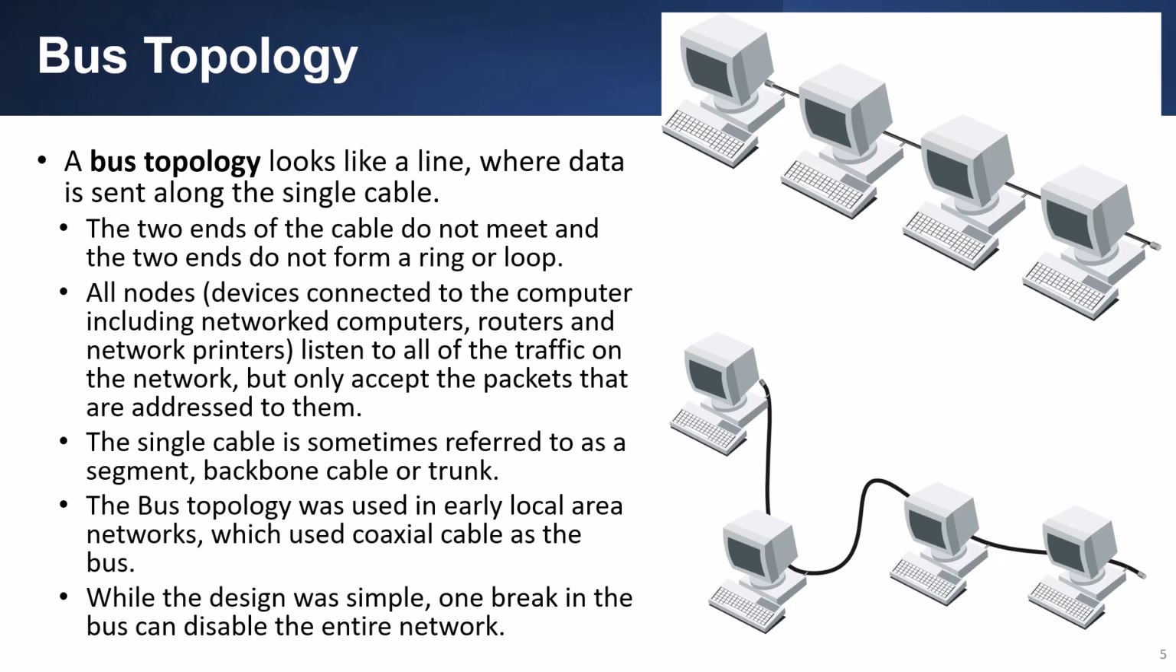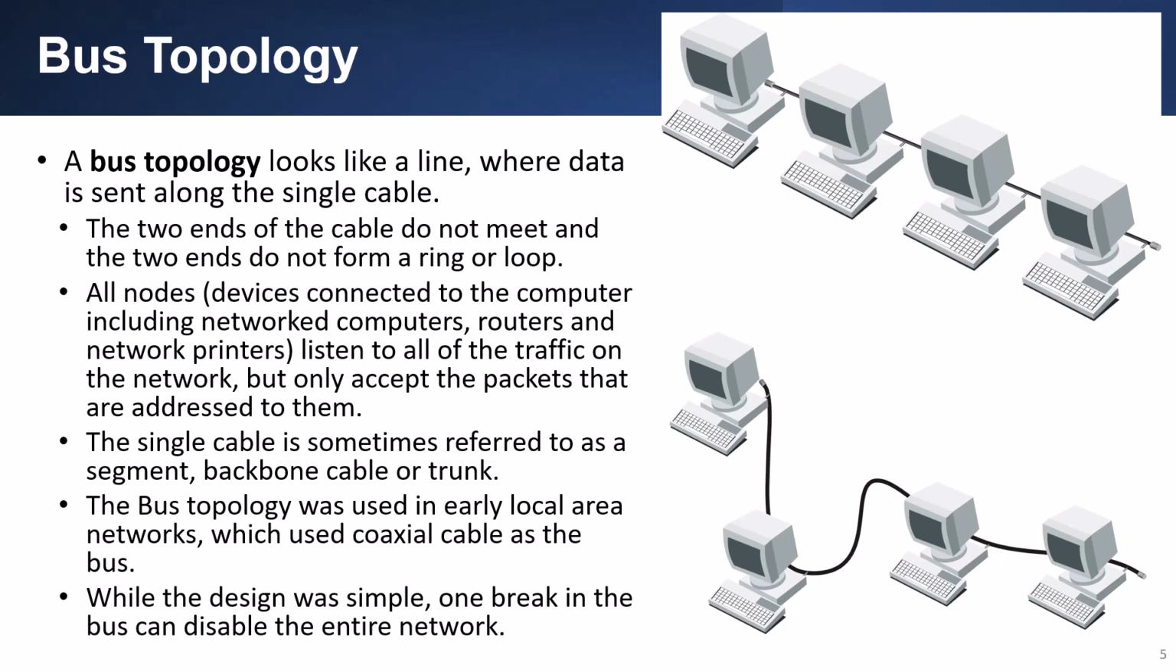A bus topology looks like a line where data is sent along a single cable. The two ends of the cable do not meet, and the two ends do not form a ring or loop. All nodes, devices connected to the network including computers, routers, and network printers, listen to all of the traffic on the network, but only accept the packets that are addressed to them.